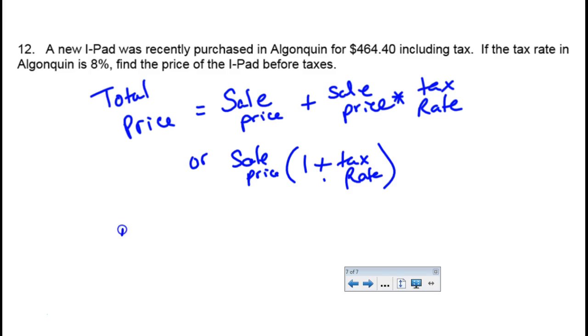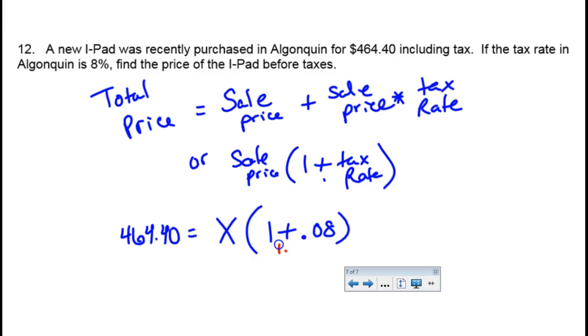So the total price I know is $464.40. And then obviously this equation is a little easier, right? So if I call the sale price x, and then I say 1 plus the tax rate, which is 0.08, a little simplification here, guys, 1 plus 0.08 is 1.08. So if we're going to divide by 1.08 here, we're going to get an answer of... I'm so tired. $464.40 divided by 1.08, $430.